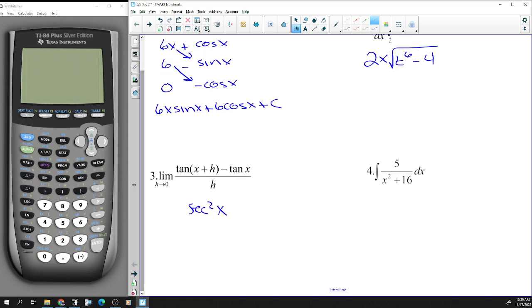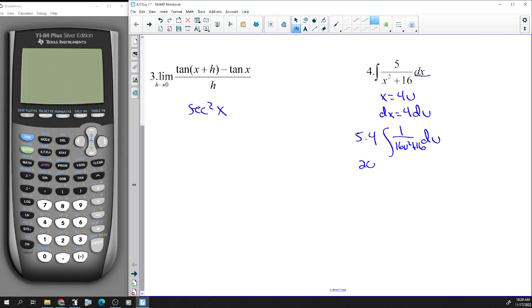Then the last one, AP really likes this question. We're going to let x equal, not u, but 4u. So dx is equal to 4 du. So dx becomes 4 du. And then we have this 5 that we can pull out. And that's 1 over 16u squared plus 16, when we let x equal 4u. So that's 20 over 16 integral of 1 over u squared plus 1 du. And so 5/4 inverse tangent of x over 4 plus c, because u is x over 4. You've got to divide by 4.